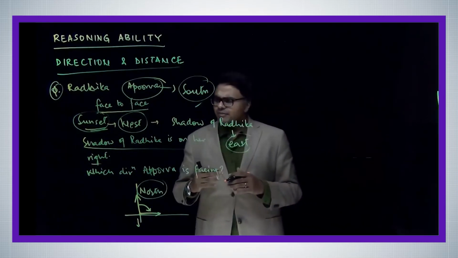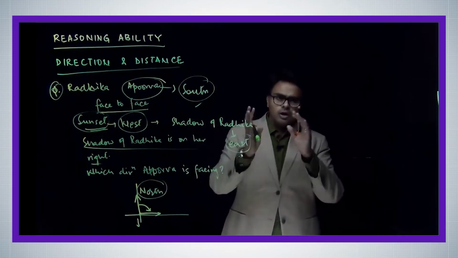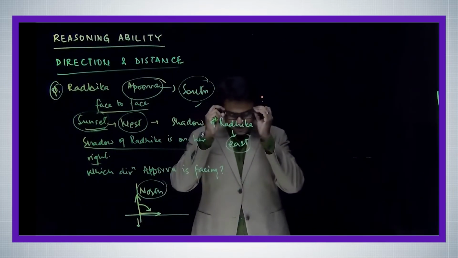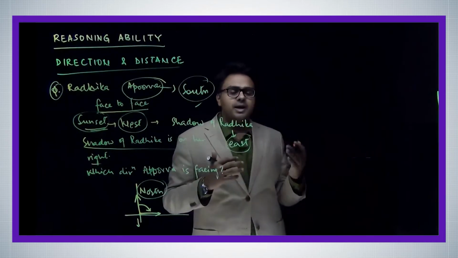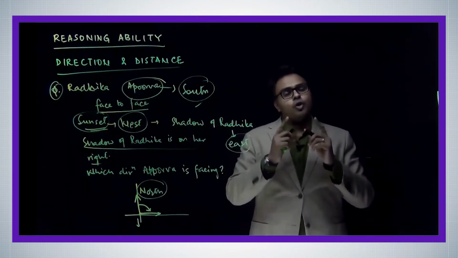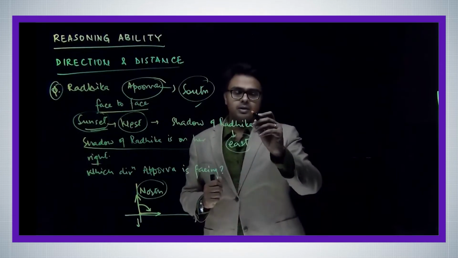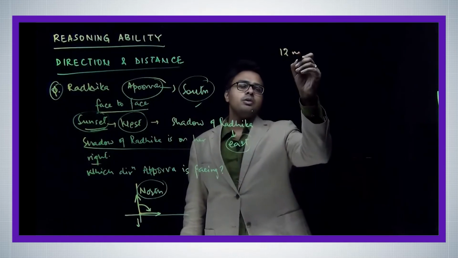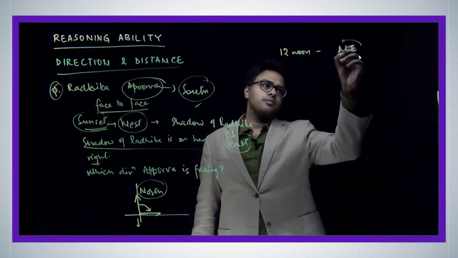Now, let's take another interesting question. Let's say there is a wall clock. And the wall clock has been turned in a way. The wall clock is not straight. It has been turned in such a manner that at 12 noon, its hands show the northeast direction.